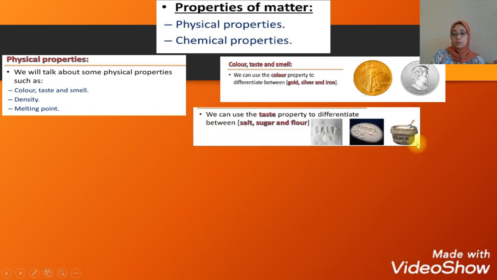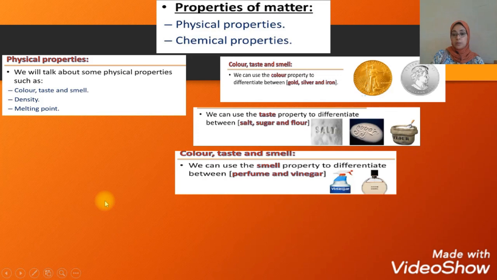If we have three substances like salt, sugar, and flour, we can differentiate between this group of matters with the taste property. The taste sense can differentiate between the three matters that are similar in color and different in taste. Another one: if we have two matters with the same color, we can't use the color property. So we can use the color property in the case of gold and silver.